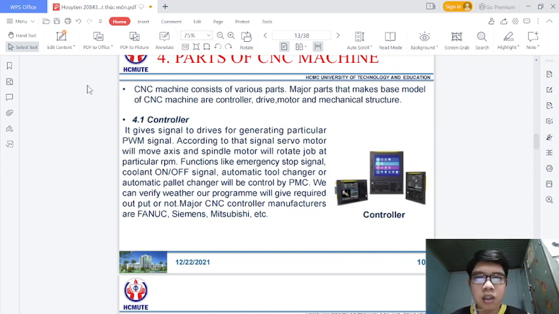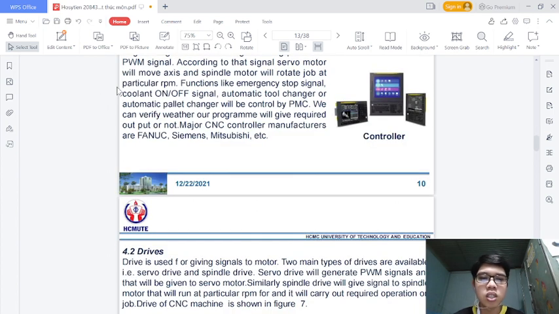Functions like emergency stop signal, coolant on-off signal, automatic tool change or automatic pallet change will be controlled by the PMC. We can verify whether a program will give the right output or not. Popular controller manufacturers are Fanuc, Siemens, and Mitsubishi.